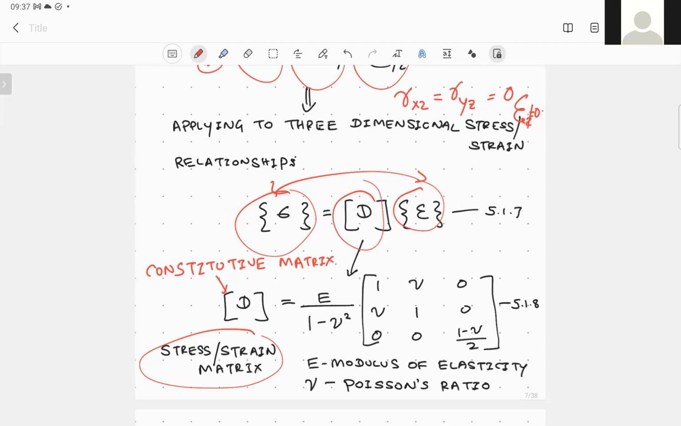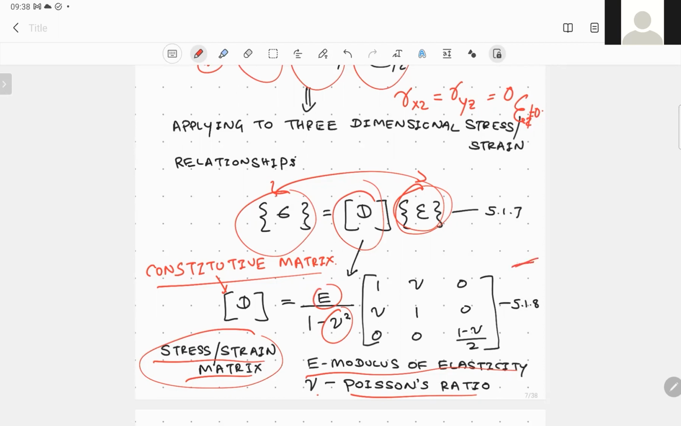So we call the matrix which relates the stresses to the corresponding strains a stress strain matrix. Of course, quite intuitive as the name indicates, and we can also call it a constitutive matrix, which is nothing but a matrix which includes material properties. What are the material properties? The modulus of elasticity and of course the Poisson's ratio. So this nu is the Poisson's ratio, E defines the modulus of elasticity, and the D matrix can be derived.